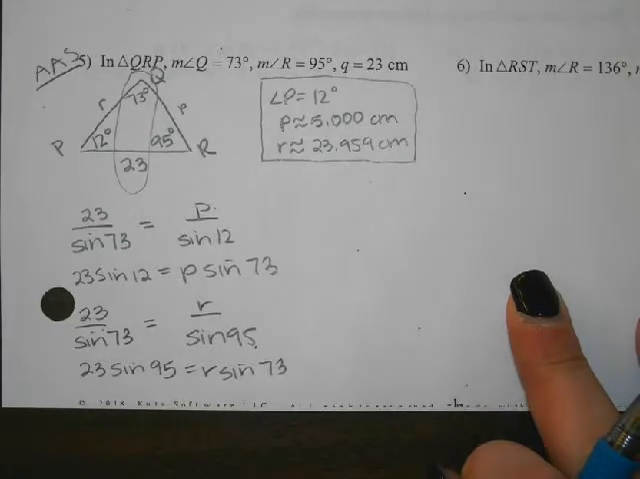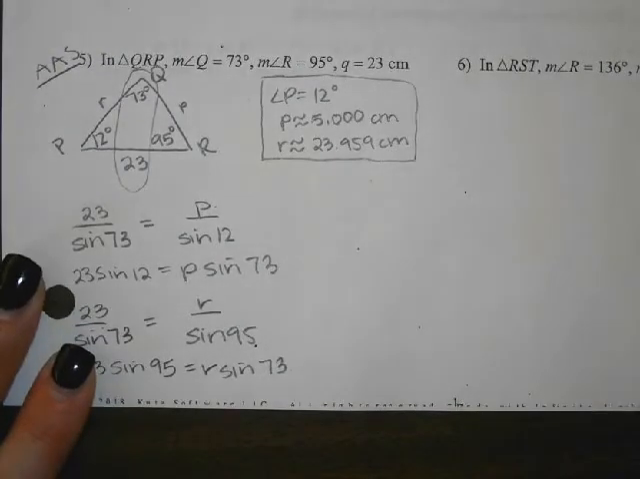All right, any questions about those ones? Okay, go ahead and continue working on the first page. So all of the first page, 1 through 6, are like that. They're either angle, side, angle, or angle, angle, side.